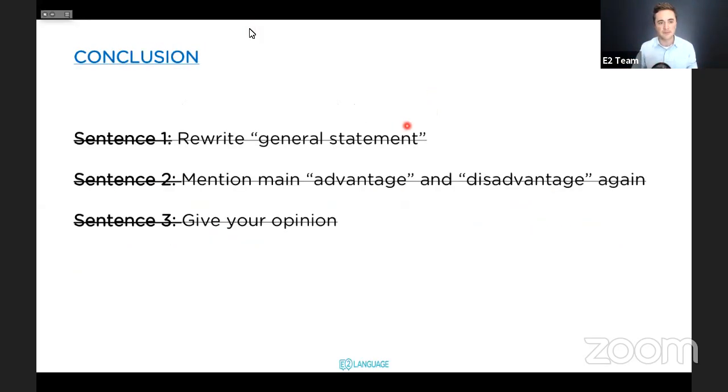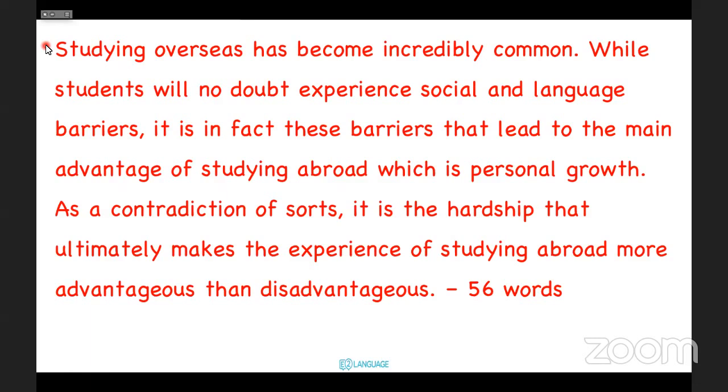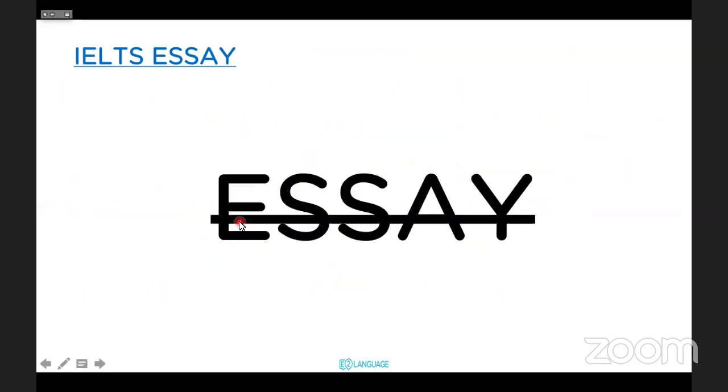So cool. We've done that. We've written our conclusion, sentence 1, sentence 2, sentence 3. This is my conclusion. I'm going to read it to you. Studying overseas has become incredibly common. While students will no doubt experience social and language barriers, it is in fact these barriers that lead to the main advantage of studying abroad, which is personal growth. As a contradiction of sorts, it is the hardship that ultimately makes the experience of studying abroad more advantageous than disadvantageous. 56 words. We have written an essay.